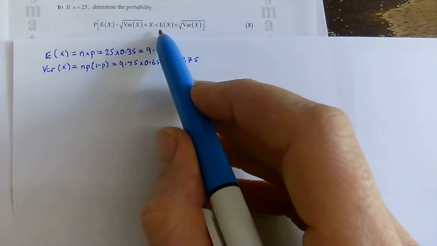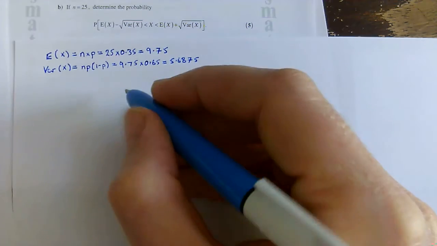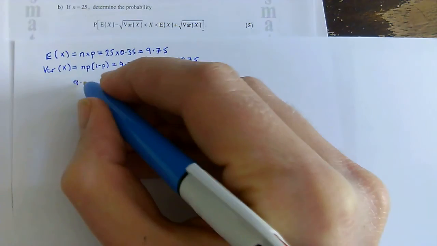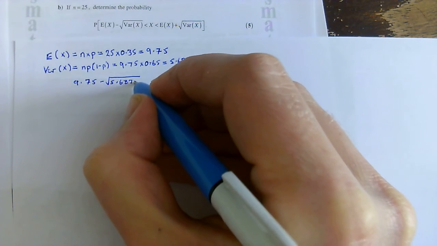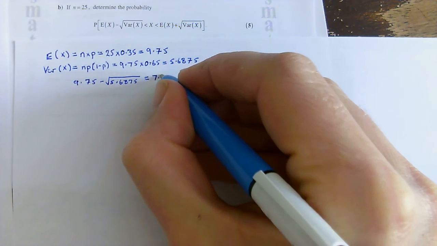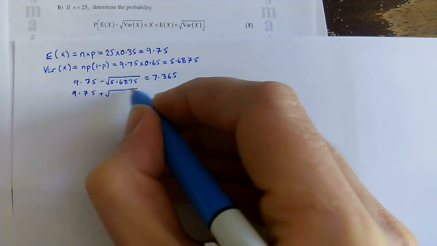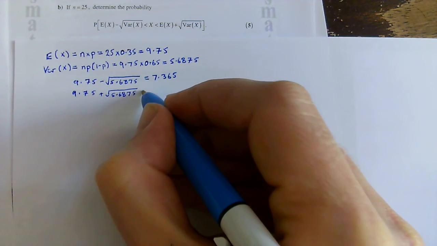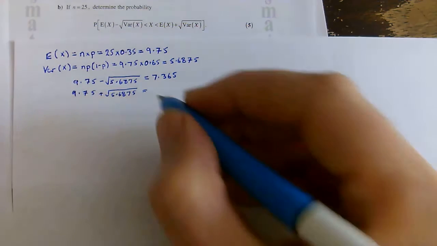So the question is, what's the probability that the value of x is between 9.75 minus root 5.6875, so 9.75 minus root of 5.6875, which is 7.365, and 9.75 plus the square root of 5.6875, which is 12.135.